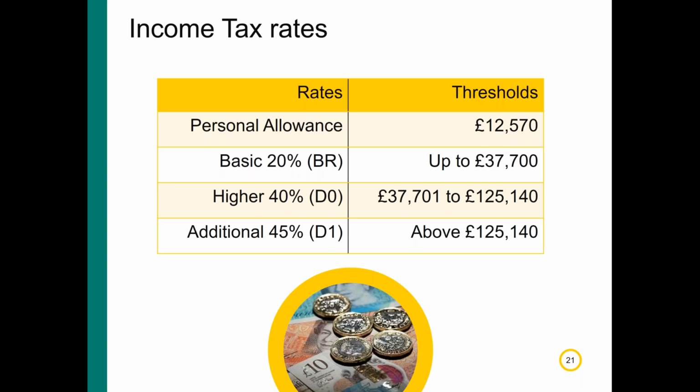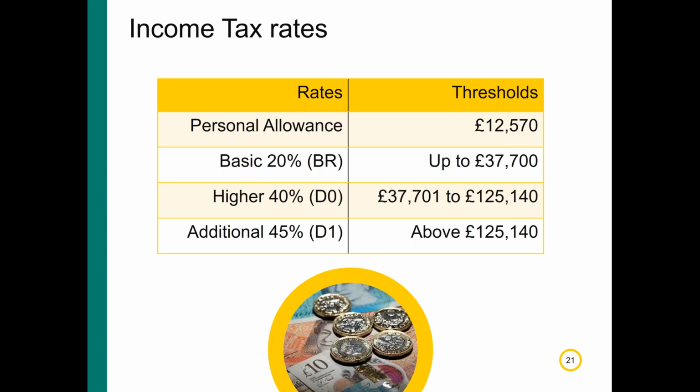The income tax additional rate threshold, the income level at which an individual will not have any personal allowance, is £125,140. £1 of the personal allowance is withdrawn for every £2 of income above £100,000 from the 6th of April 2025.